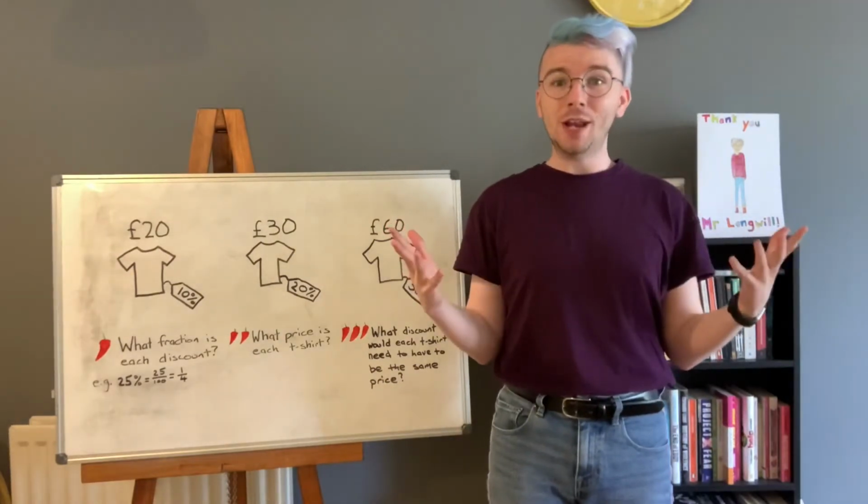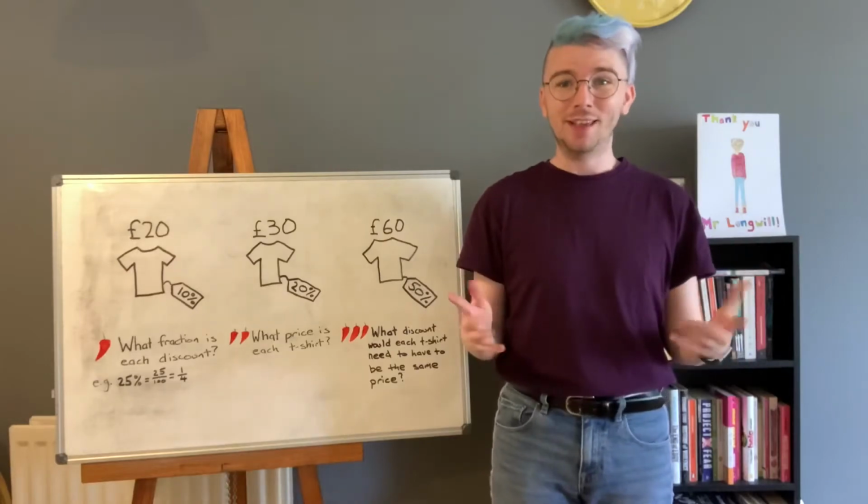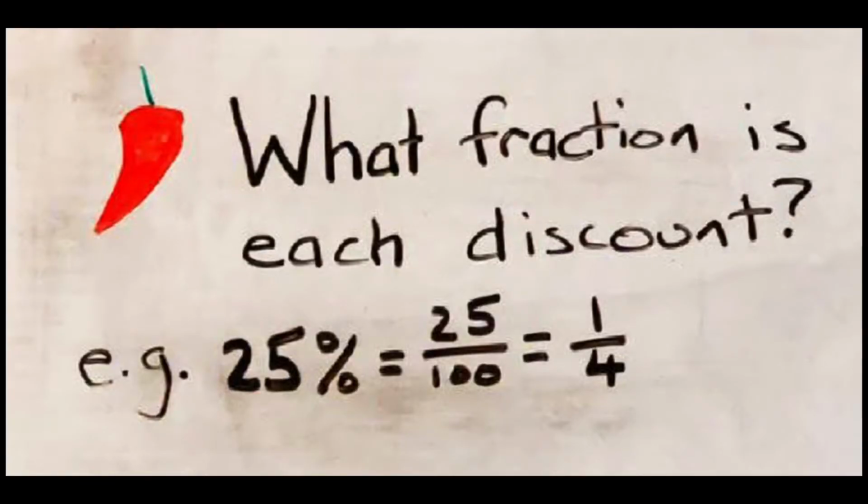With this information, I want you to do the following. In our mild problem, all I want you to do is figure out what fraction each discount is. For example, if it showed a 25% off sticker, we could say that that is 25 over 100, or if we simplify that down, that goes down to 1/4.